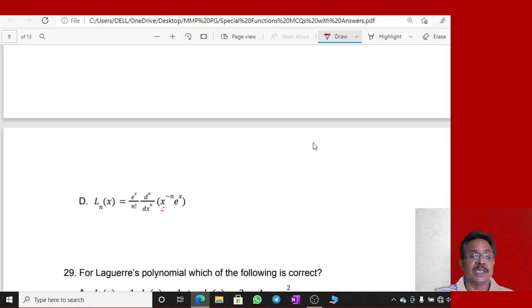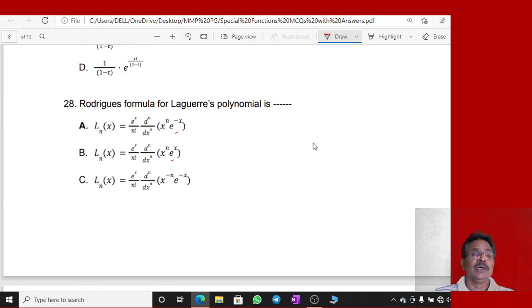So this is again a memory based question. You have to remember the Rodrigues formula for the Laguerre polynomial is given by this option A, that is Ln of x equal to e raised to x upon n factorial into d raised to n upon dx raised to n multiplied by x raised to n into e raised to minus x, and therefore, as we have seen earlier, we can find out different Laguerre polynomials.